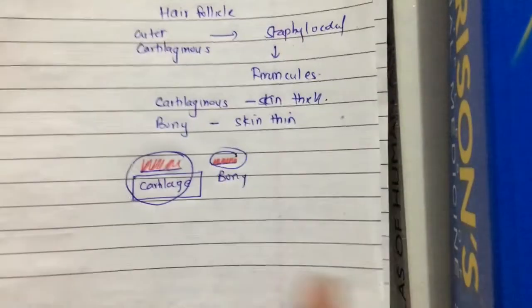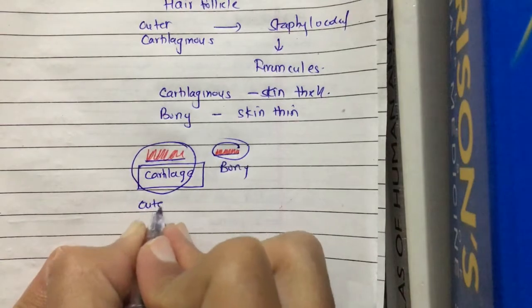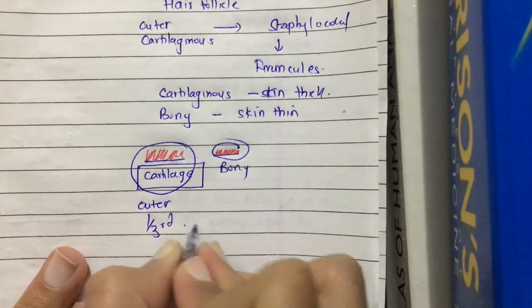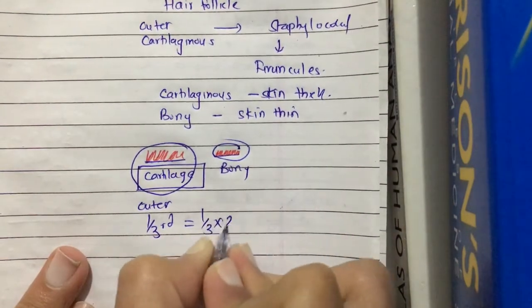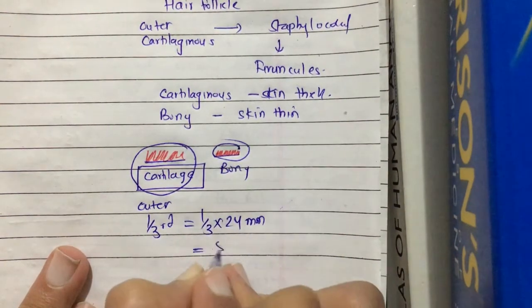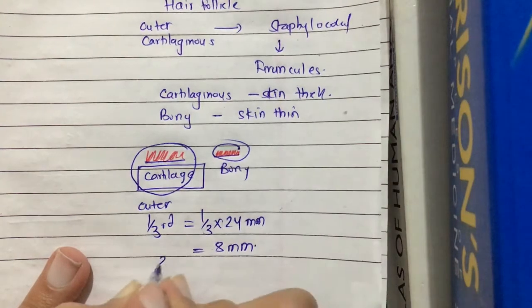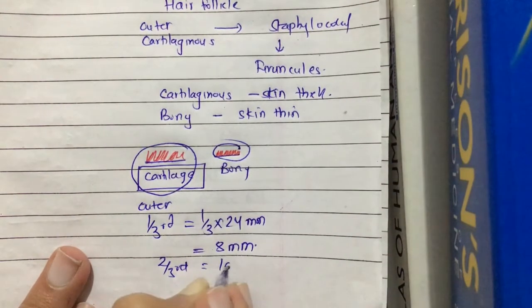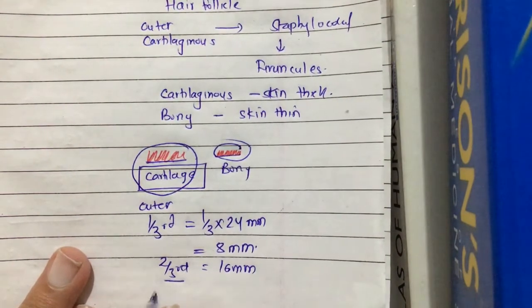So the outer one third means 1/3 of 24 mm, that means 8 mm, whereas 2/3 means 16 mm. The inner 2/3 is 16 mm.